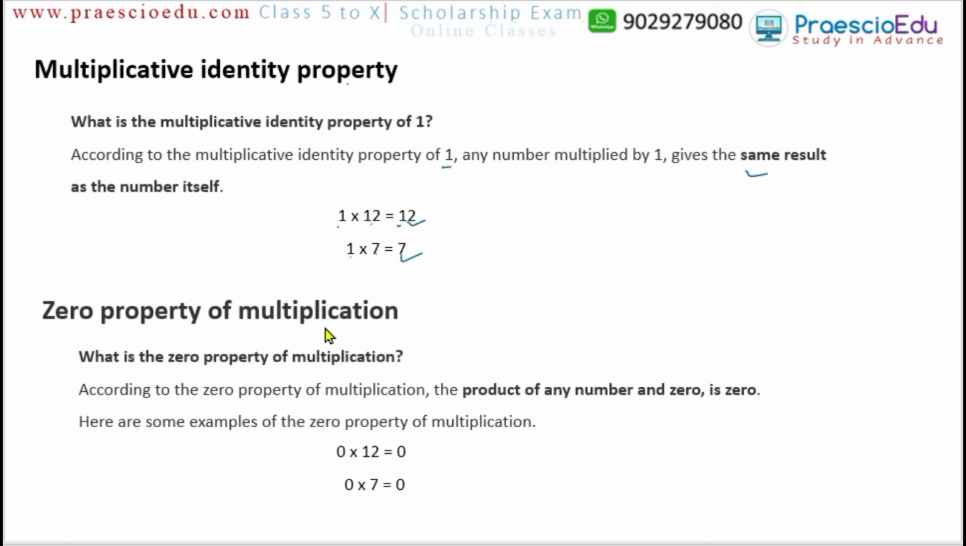Then the zero property of multiplication. If you multiply any number by 0, the product will be 0. This is very important. This is multiplication by one and this is multiplication by zero. If we multiply with 0, the product will be 0. So this is very simple.